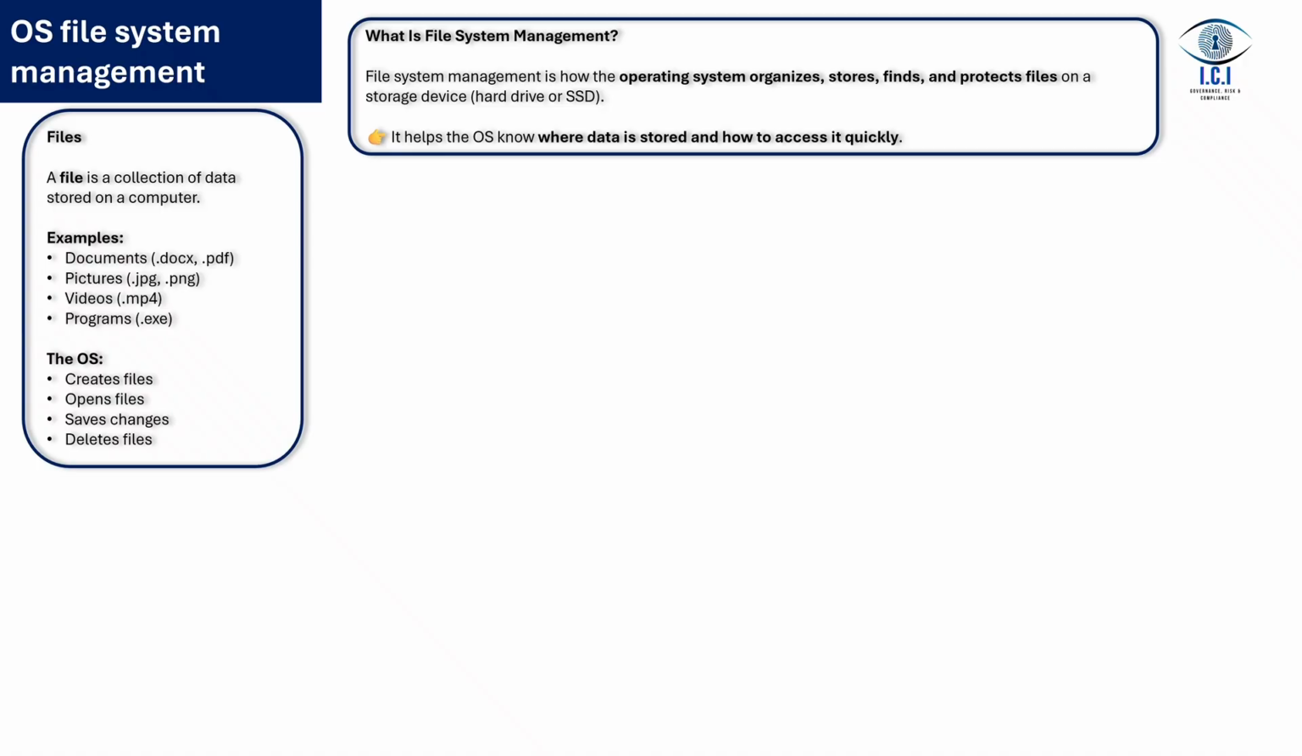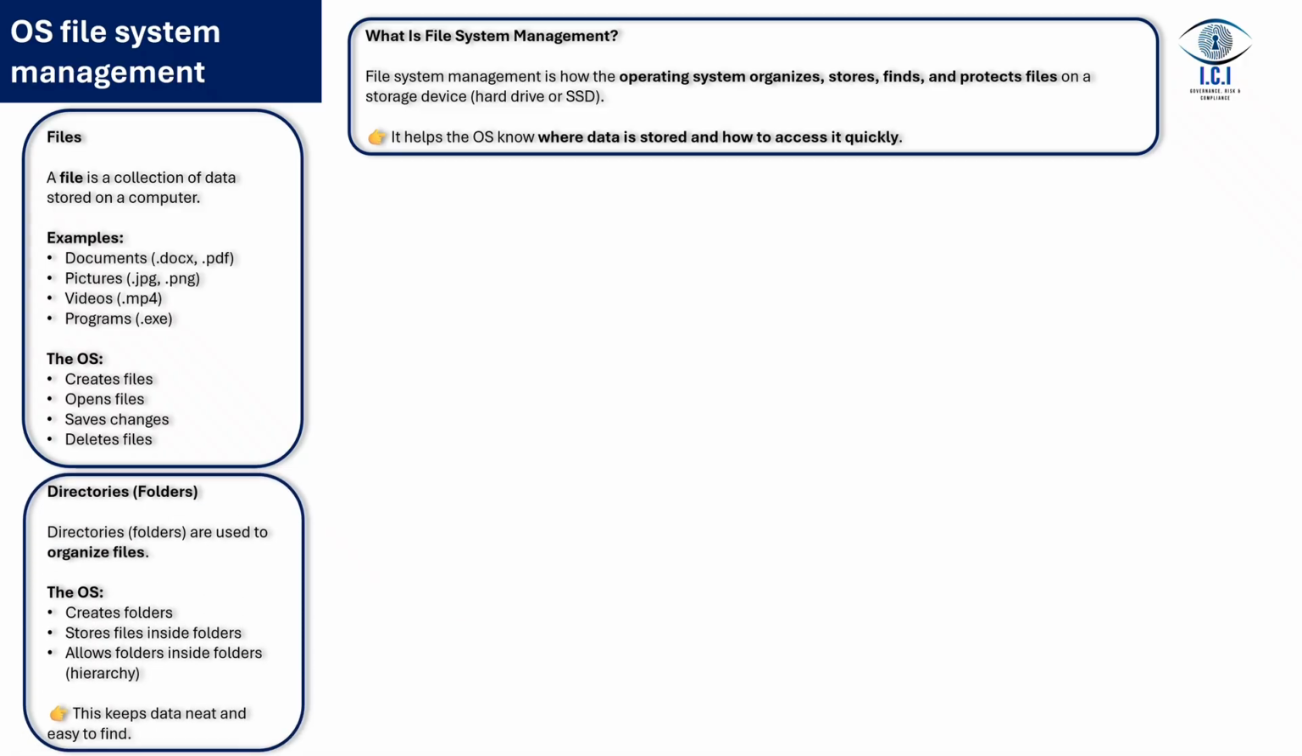So what does the operating system do? The operating system helps you to create a file, to open a file, to save changes in that file, and also to delete the file. So it is the operating system that is in charge of this activity.